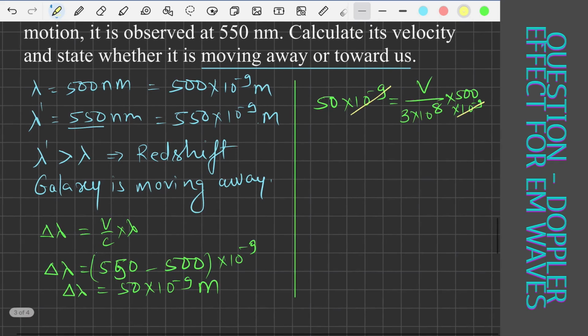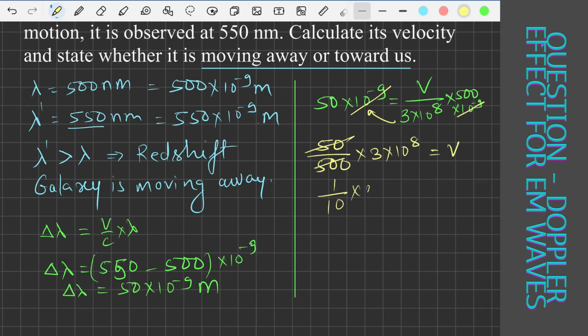So let's shift the values here, and 50 divided by 500, and 3 into 10 power 8 can come this side, so we can write 3 into 10 power 8 equals to v. So we can cancel this, and we will get 1 by 10 into 3 into 10 power 8 equals to v, and v equals to 3 into 10 power 7 meters per second. This is the speed of the galaxy with which it's moving away from the observer, or with which it's moving away from us, because we are the observer here.